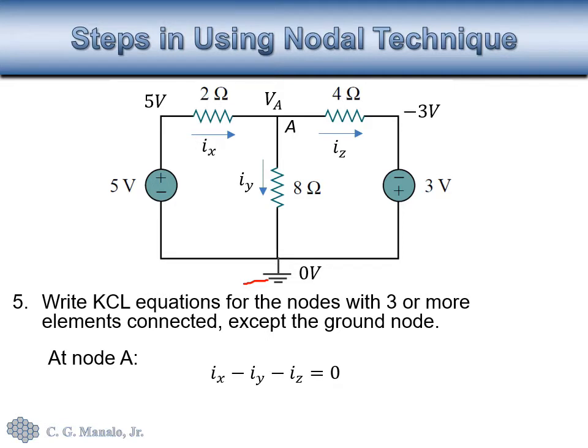So that would be the node A. So we need to create or write a KCL equation for that node. We don't write a KCL equation for this node because there are only 2 elements connected. So proceeding to write the equation for node A, that equation would be this one. So current entering the node minus current leaving the node should be equal to 0.